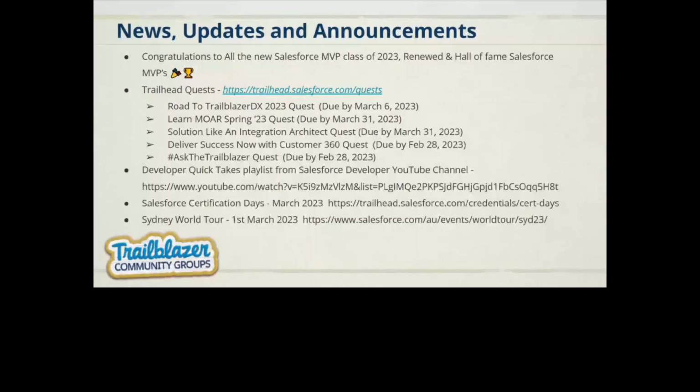The TrailblazerDX 23 program happens next month, two weeks from now. It's an in-person event in San Francisco, or streaming through the Salesforce Plus channels as a live telecast. That's happening on March 7 and 8, 2023, which from our time is 8 and 9 next month. To prepare for that TrailblazerDX event, you can complete this quest and understand more about it. Once you complete this quest before the due date of March 6, you have a chance to win Trailblazer goodies and some certification vouchers also.